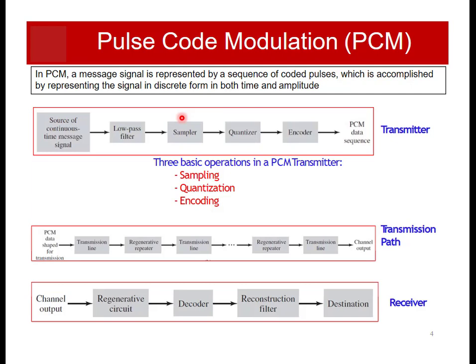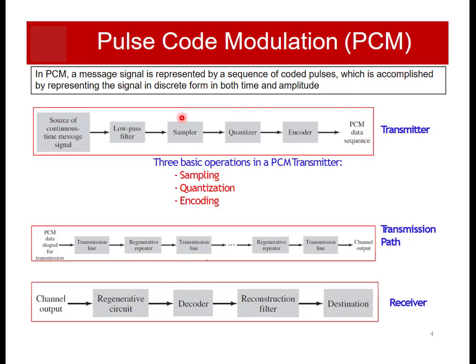Then when we pass this discrete time signal through a quantizer, it is further discretized in y-axis or amplitude. So in the sampler, it's discretized in time domain or x-axis. And after the quantizer, it is discretized in both x and y axis, which means it is now discrete in both time domain and amplitude domain.